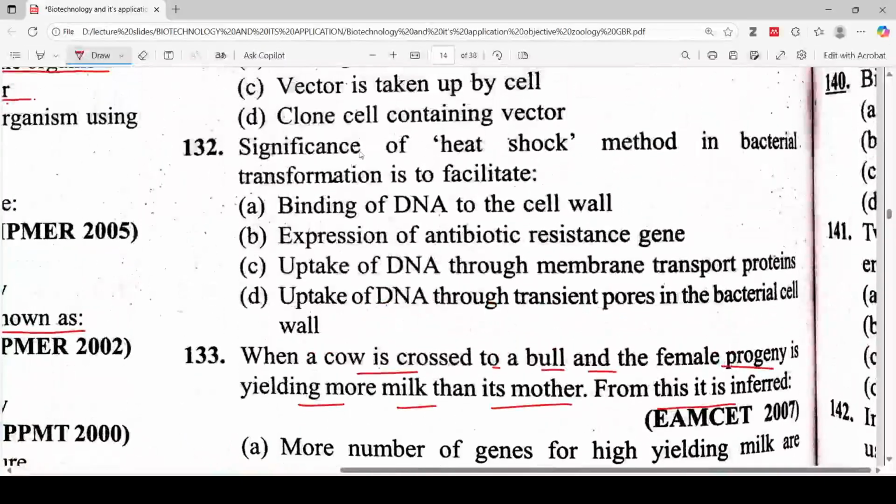Next question, the significance of the heat shock method in bacterial transformation is to facilitate the binding of DNA to the cell wall, expression of the antibiotic resistance gene, uptake of DNA through membrane transport proteins, uptake of DNA through transient pores in the bacterial cell wall. So the correct answer is option D, uptake of DNA through transient pores in the bacterial cell wall.